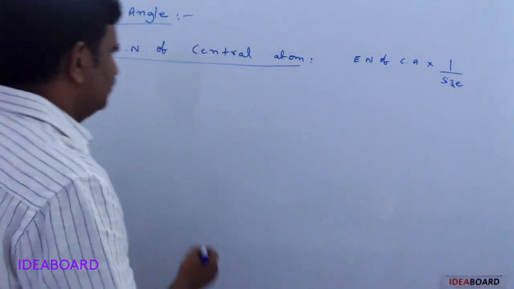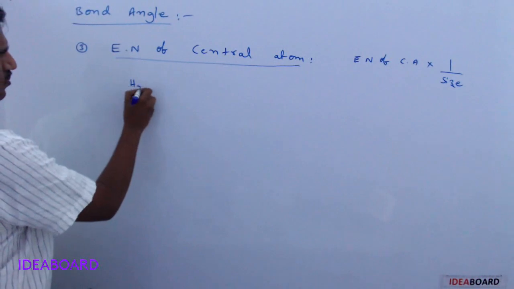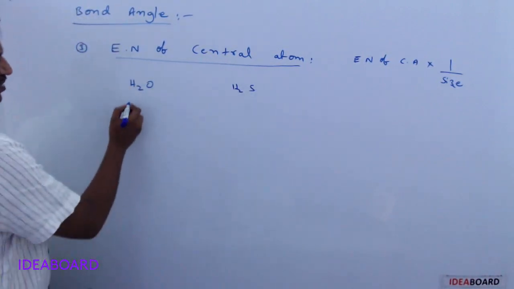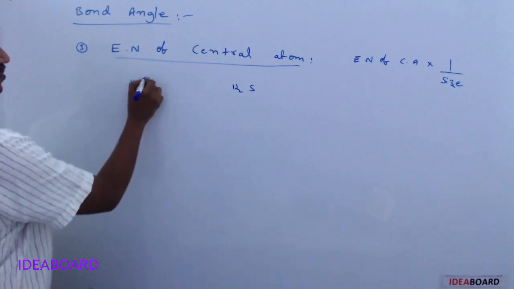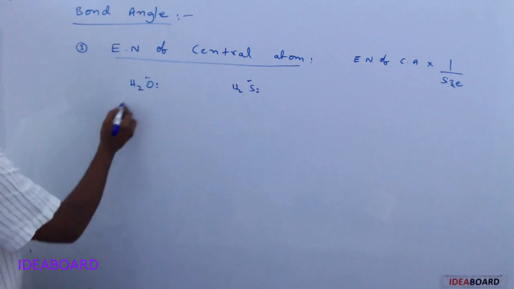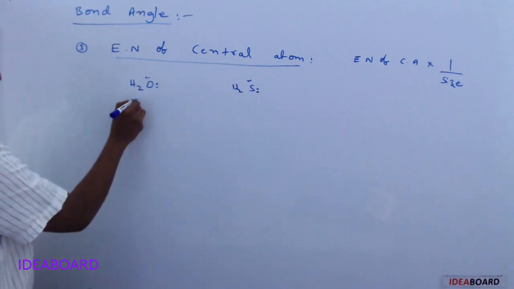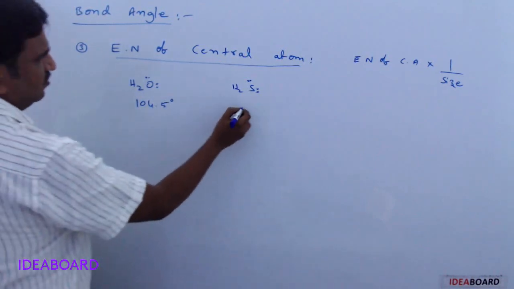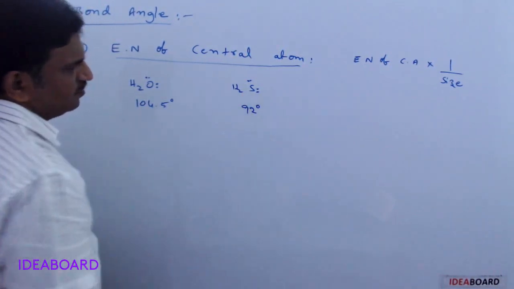For example, I will give some examples. When you compare H2O and H2S, H2O has two lone pairs and this one also has two lone pairs on it. And here two bond pairs are present. What is the bond angle here? It is 104.5 degrees, but here the bond angle is only 92 degrees.